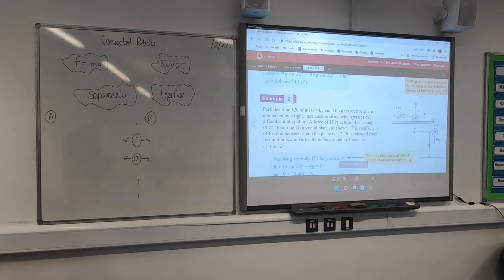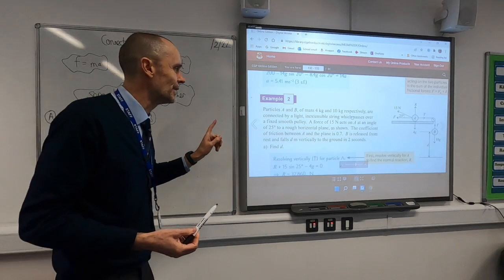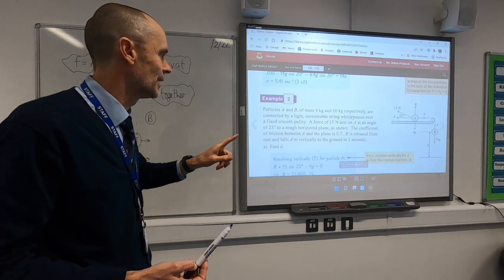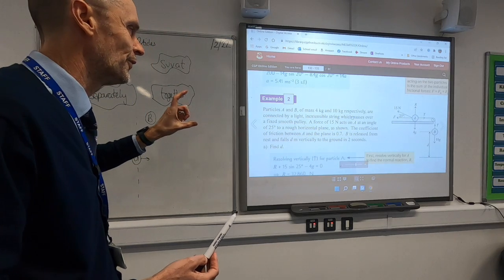There we go. So Aidan, where do you suggest we start, and which do you think it's going to involve, F equals ma or suvat? And there's no real correct answer to this, we'll end up doing both, but where would you start with this problem? What do you reckon, Stasha? Suvat. Which bit are we going to suvat, A or B? B, yeah. Because we're told about B, aren't we? We're told that B is released from rest and falls vertically to the ground in 2 seconds. Are we told D? No, we've got to find D.